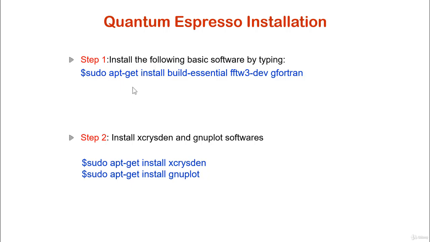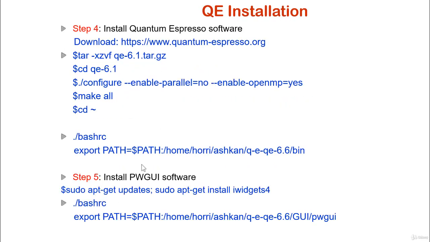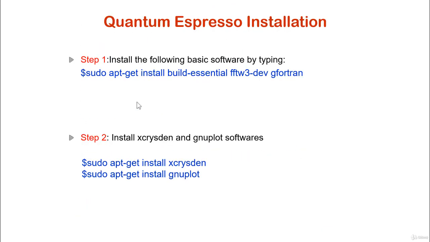In this lecture, we want to learn how to install Quantum Espresso on Ubuntu. Installation needs 5 steps.